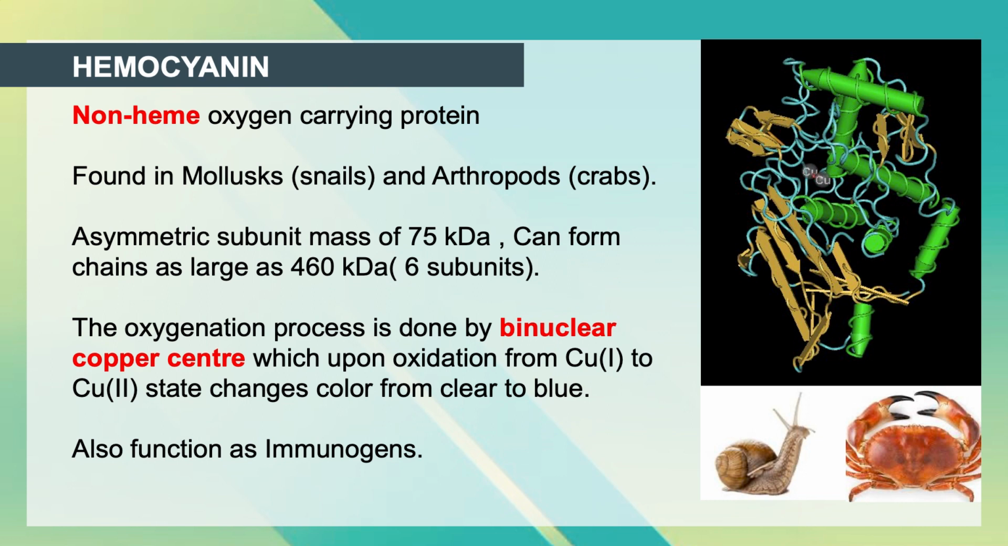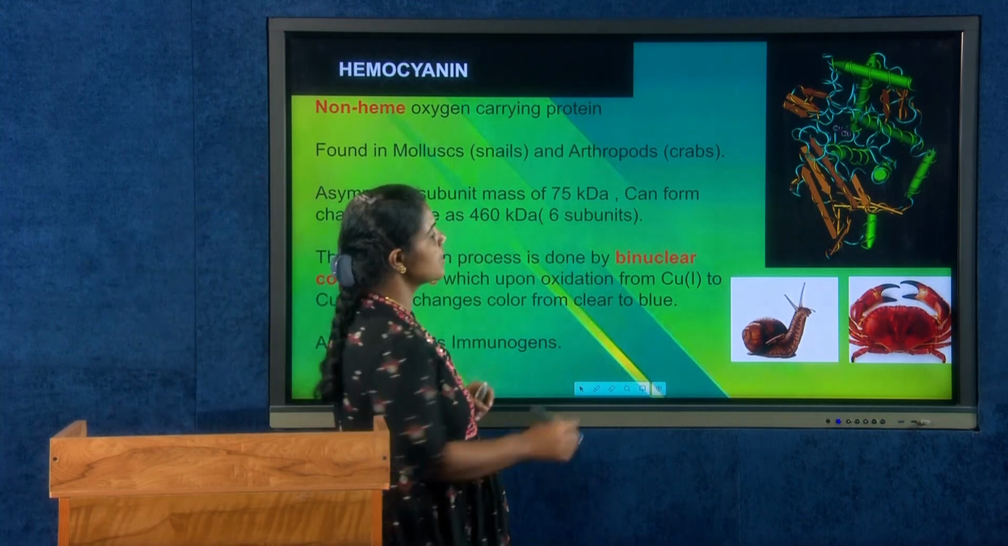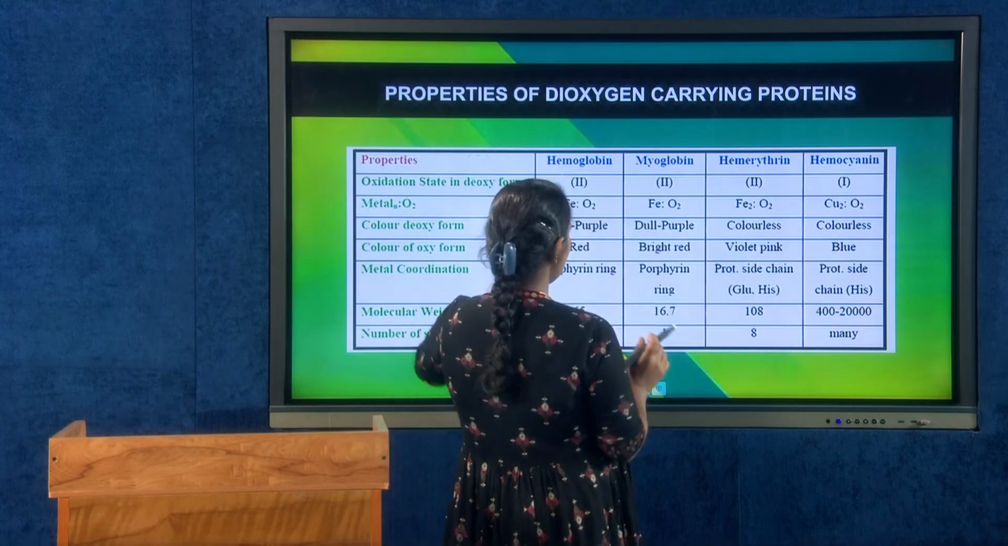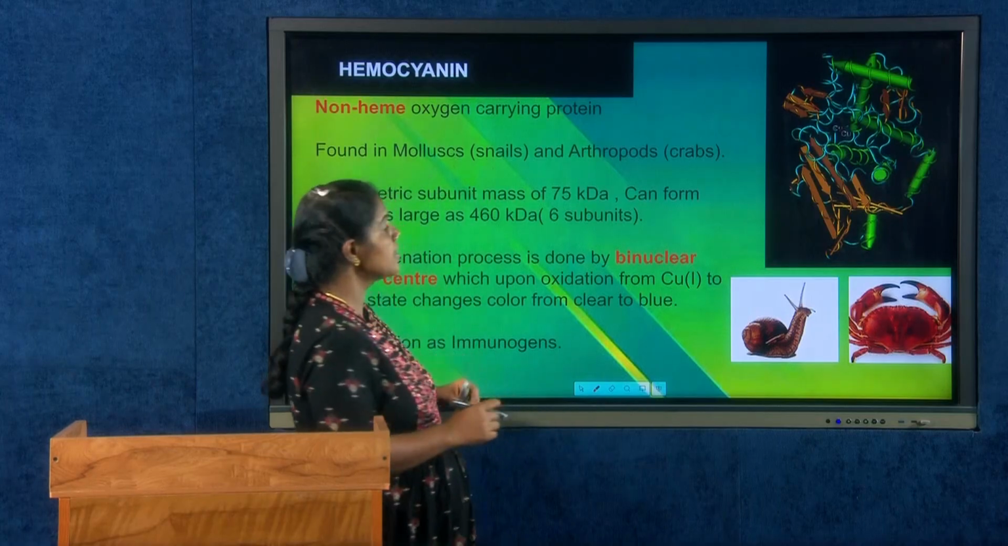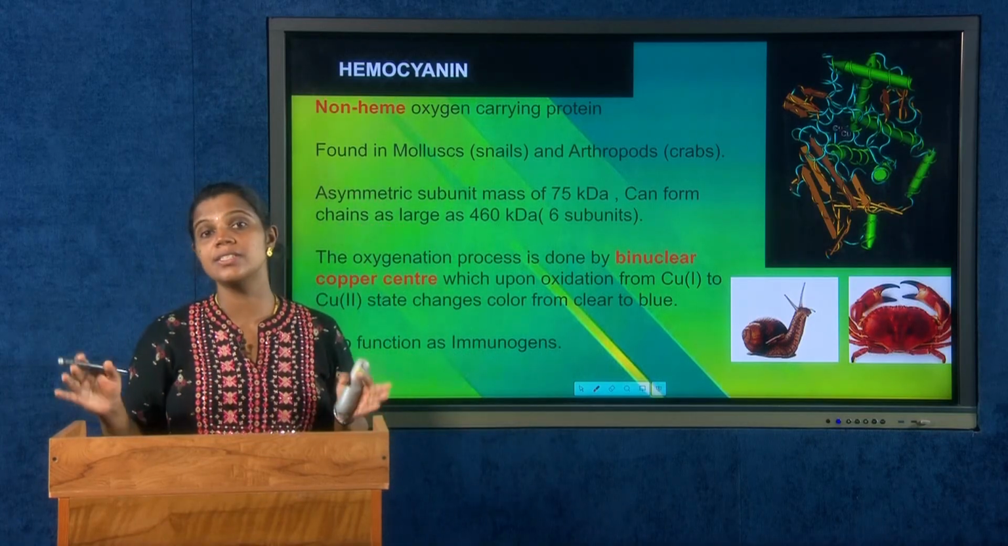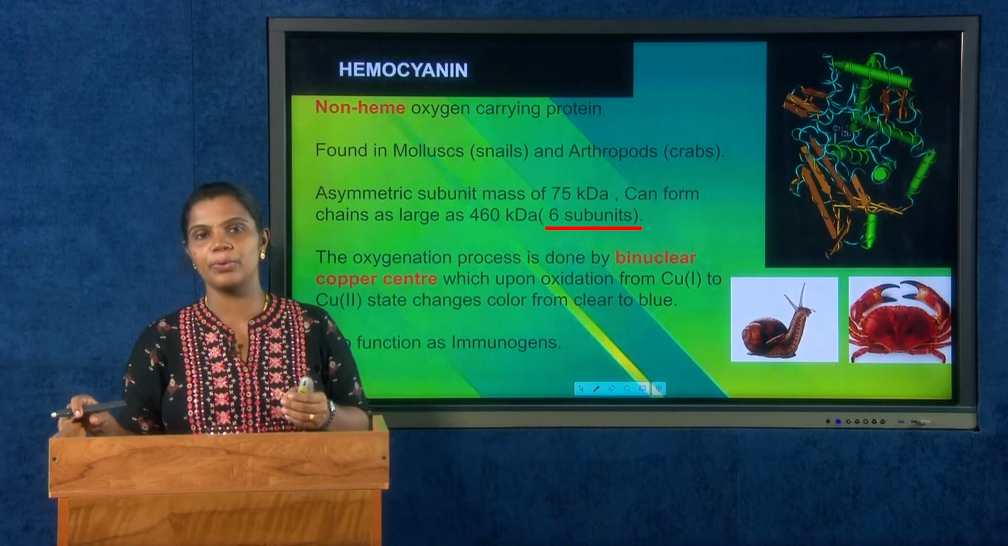First, let us learn about hemocyanin. Hemocyanin is a non-heme oxygen carrying protein. It is found in mollusks and arthropods. It has an asymmetric subunit mass of about 75 kilodaltons and can form chains as large as 460 kilodaltons, which go up to about 6 subunits.